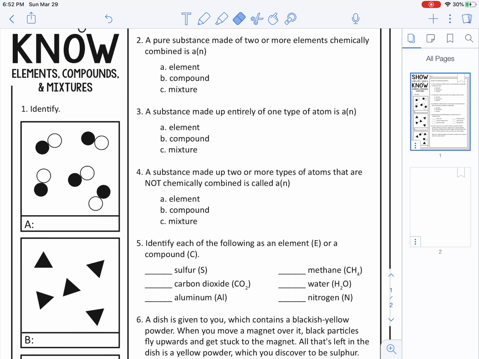So if you remember from when we did our notes on elements, compounds, and mixtures, if I have a picture that has two different colors that are put together, those are two different elements bonded together, and that makes this a compound. It's a compound because every partnership that I have here, every pair, is the same and in the same ratio.